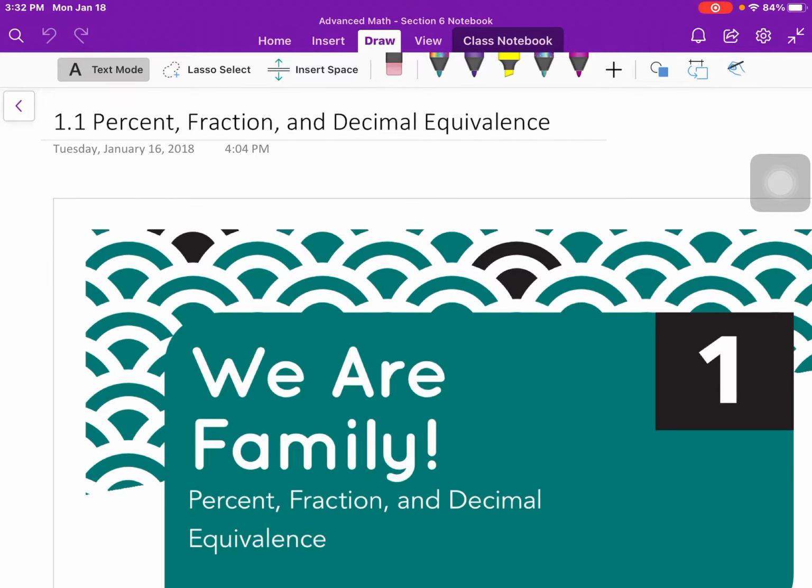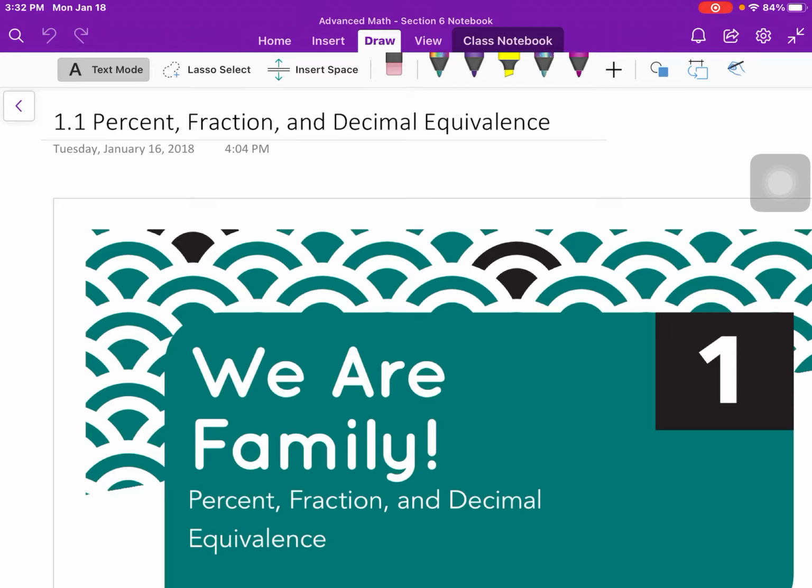Hello, time to talk about percents. We've been talking ratios, equivalent ratios. We've put fractions in there because we can write ratios in fractional form. Now we're going to put decimals and percents into the whole thing and show the connection between all of them. So we are family: percent, fraction, and decimal equivalent.